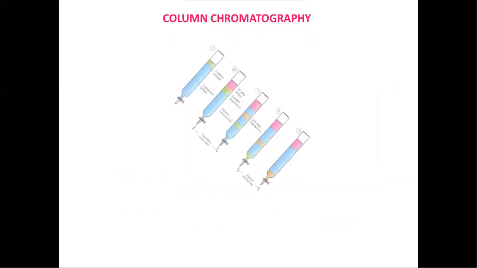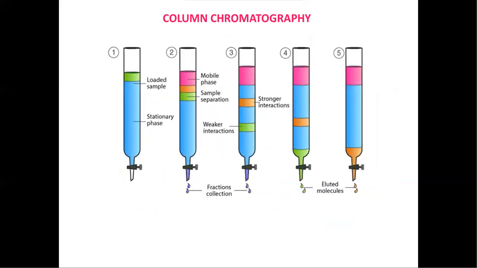The next one is column chromatography. Here, the columns are used to separate the components. So these are the columns, and we use them for the separation of components. Here, the column is filled with a stationary phase. Here we are using silica gel powder as a stationary phase, and this silica gel powder is initially filled in the column. And here we are loading the sample.